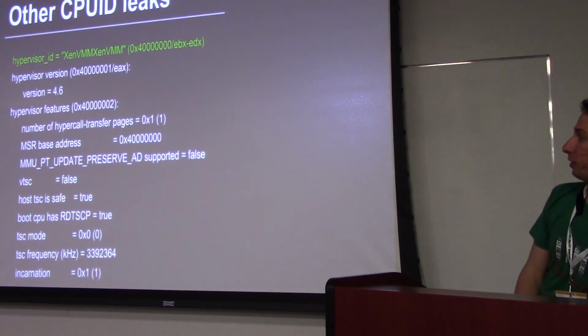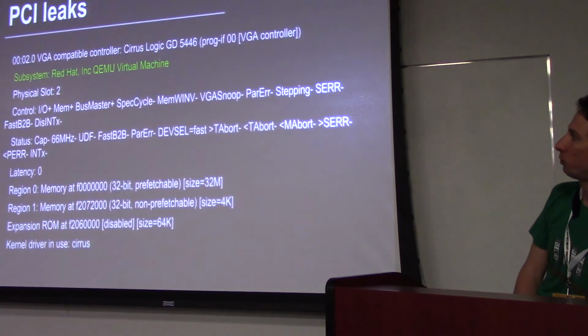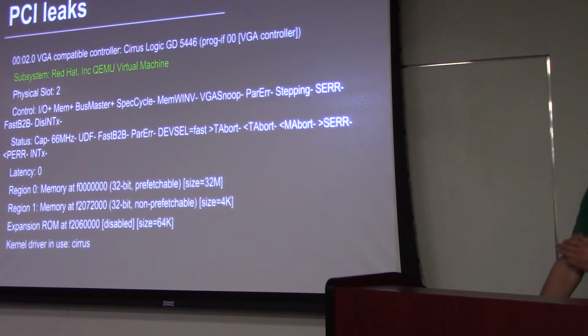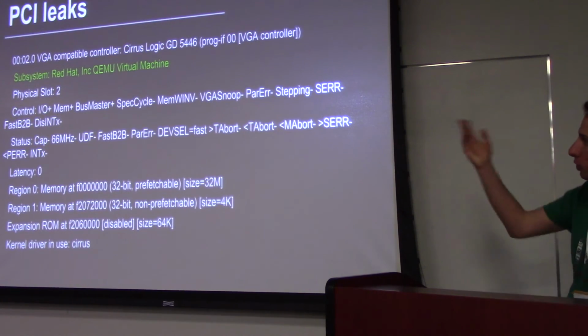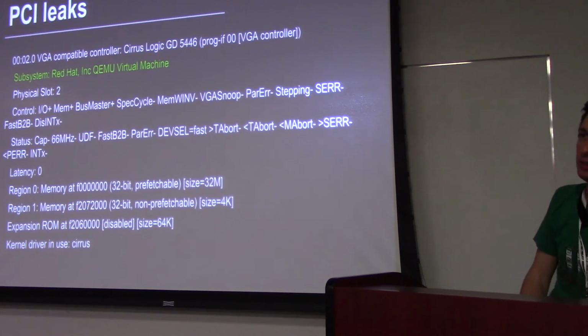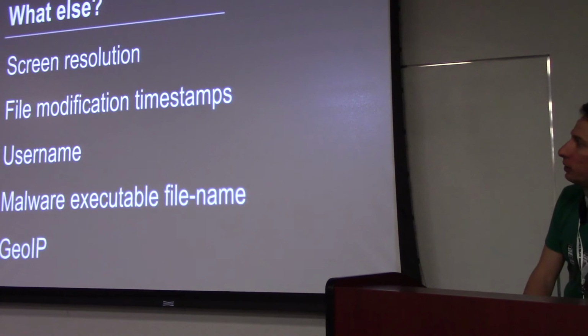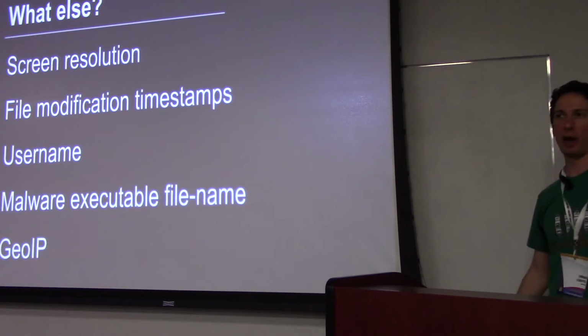Let's see what else we have here that we can check for. We have more CPUID leaks that we can check for. Also, emulated device drivers would reveal that you are running in a virtualized environment. For example, the network card would say Red Hat. Disk vendor leaks, all that stuff. Screen resolution, vendor, the files modified, username, GUID, all these things.